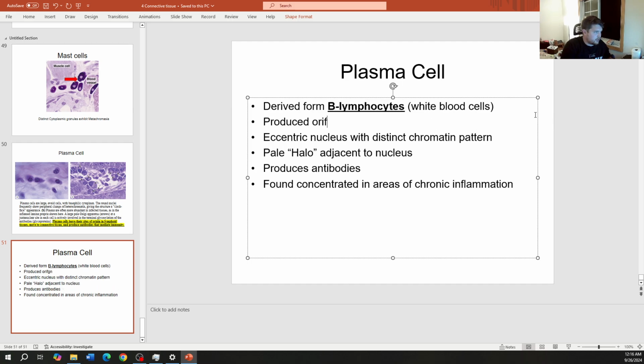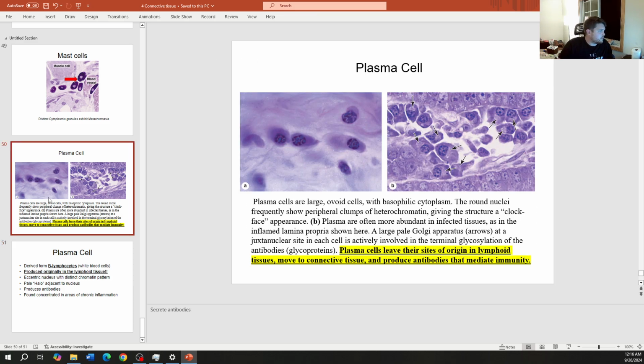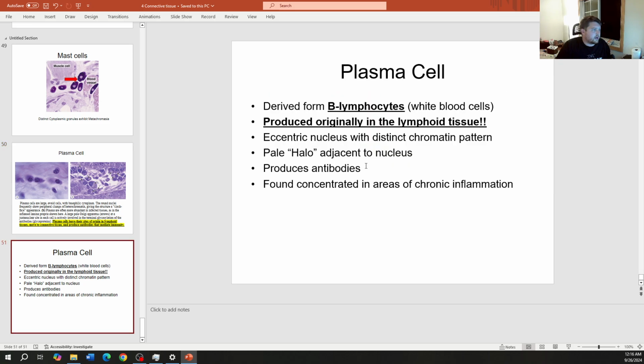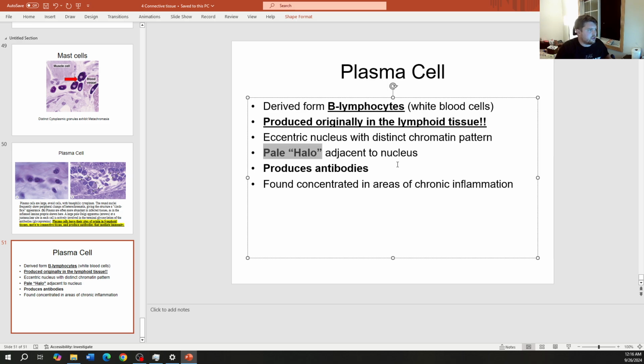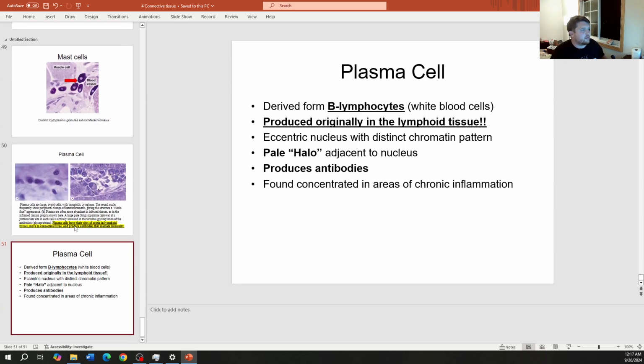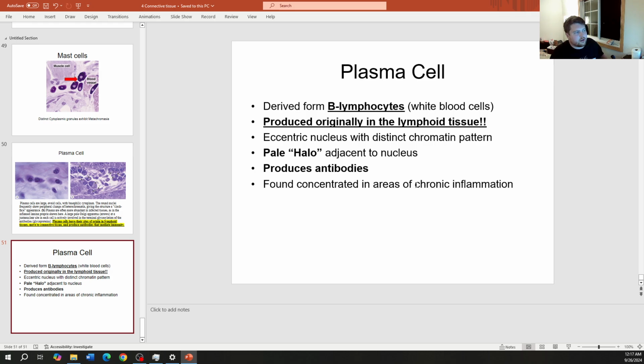They are produced originally in the lymphoid tissue, and then they go and produce antibodies. A couple of other key word things: a pale halo, you might see that on a test, and an eccentric nucleus, eccentric meaning off center. And they're found concentrated in areas of chronic inflammation. We think inflammation, we think immune response.